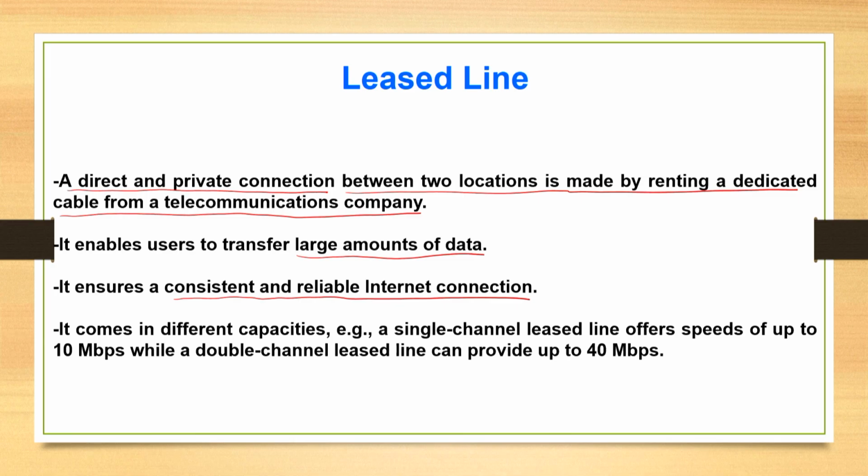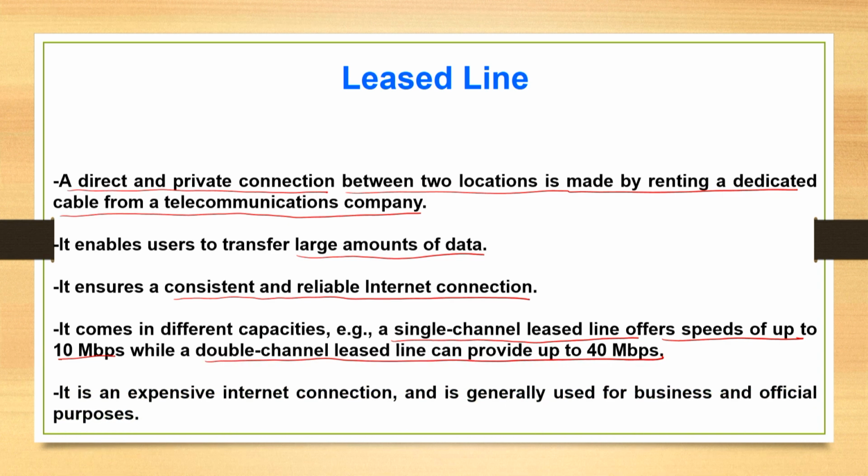It comes in different capacities. A single channel leased line offers a speed up to 10 Mbps, while a double channel leased line can provide up to 40 Mbps. So, much more than that of your dial-up connection. It is an expensive internet connection, and because of that it is generally used for business and official purposes.